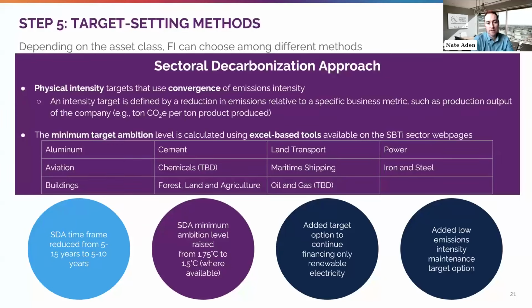So the first method is what we call the sector decarbonization approach. This is something that SBTi first developed back in 2015 and published an article about. It's physical intensity pathways for different relatively homogeneous sectors. So you can see the 11 sectors here in the slide: aluminum, aviation, buildings, cement, chemicals is forthcoming, there's FLAG guidance, land transport, power, maritime shipping, iron and steel, and oil and gas is, of course, forthcoming.